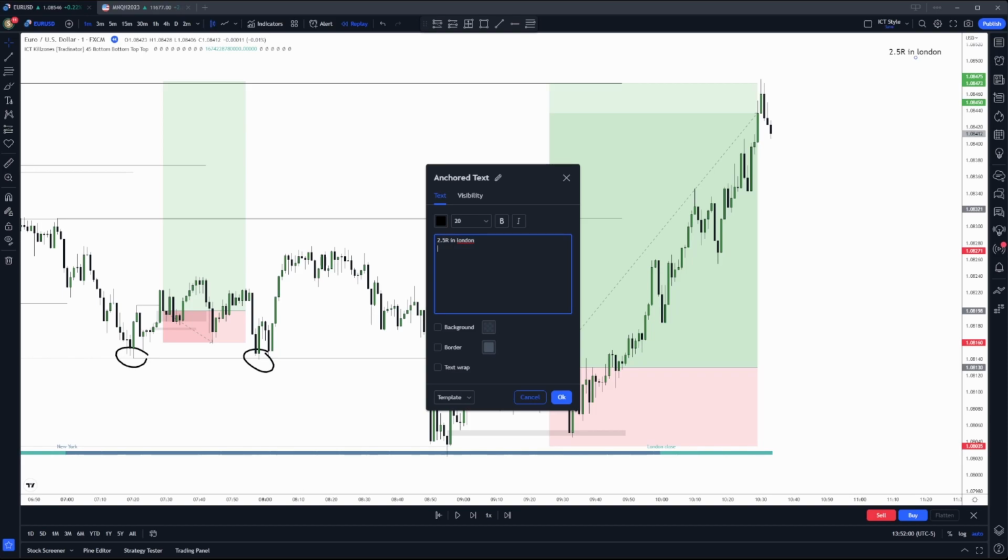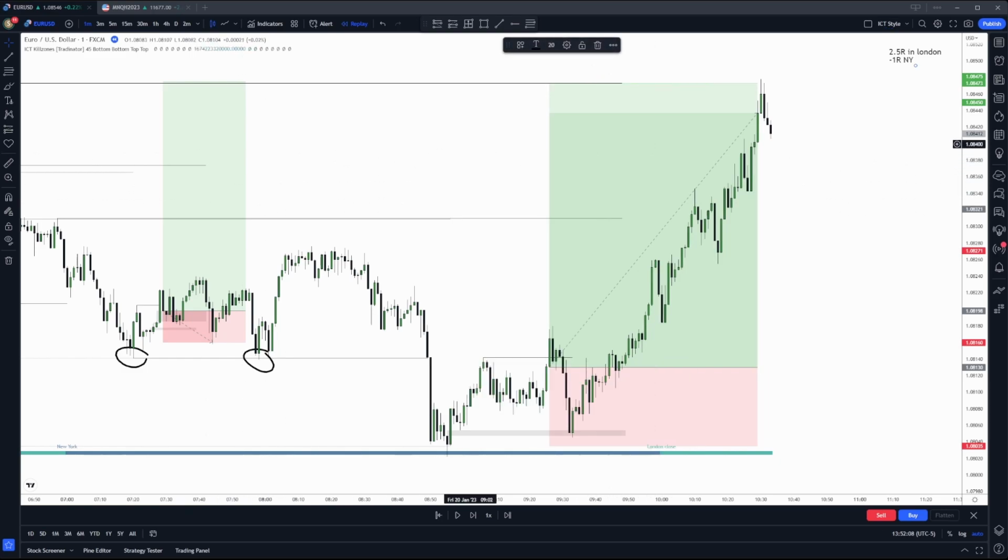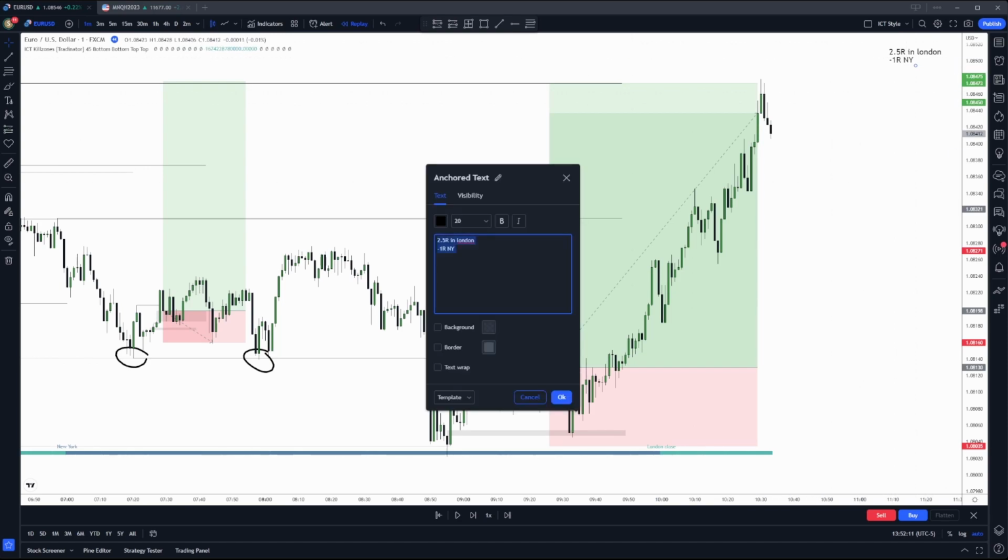So 2.5R in London. Then we had -1R in New York. And then now 3.6, was it? Yeah, 3.6R, probably 3.5. Sorry, 3.5R in New York again. So if we add that up, we have 5R in one day. So that's really nice potential, right?